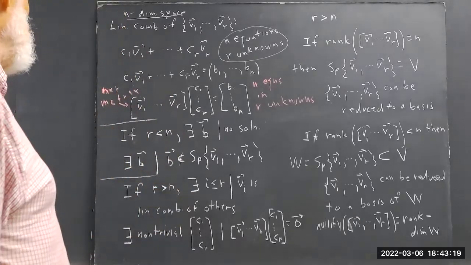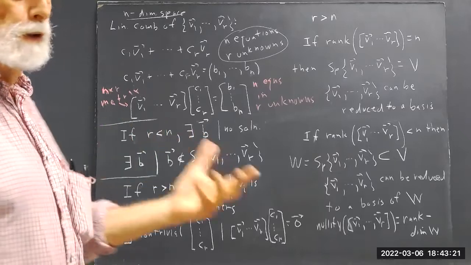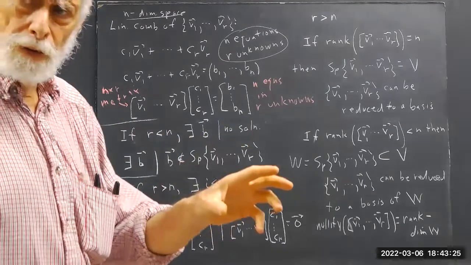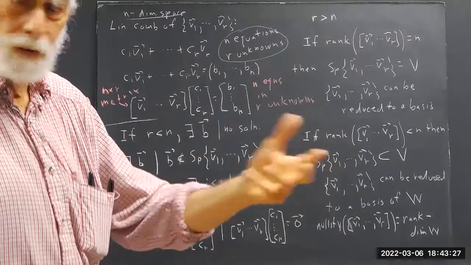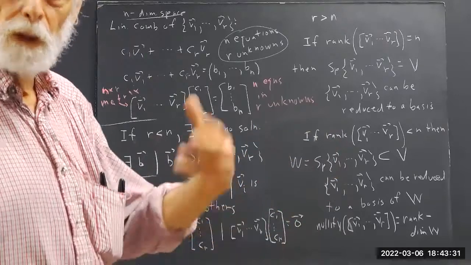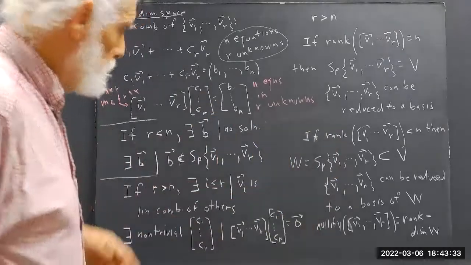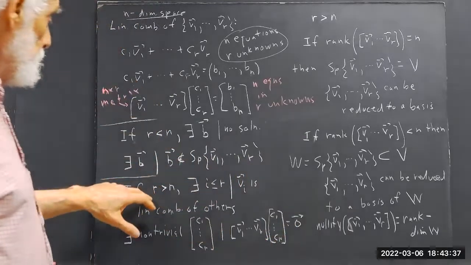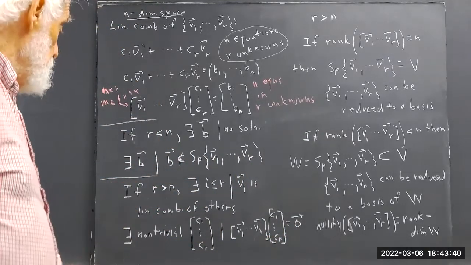What I said before, if you have more unknowns than equations, then if you write out the system of equations, you end up with free variables. So you end up with an infinite number of solutions. That's inevitable if R is bigger than n.